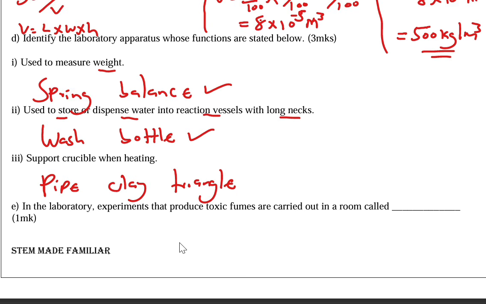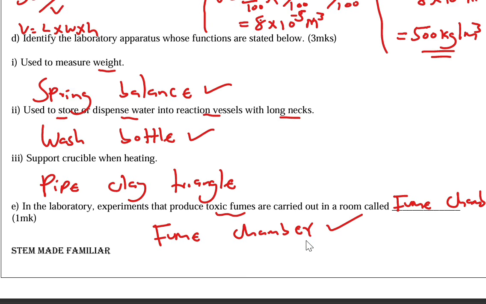Part E, the laboratory experiments that produce toxic fumes are carried out in a room called. When you have some experiments that produce toxic fumes, we carry them out in what we call a fume chamber. So here the answer is fume chamber.